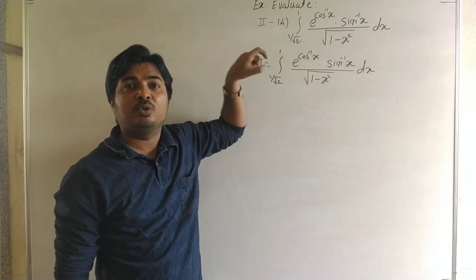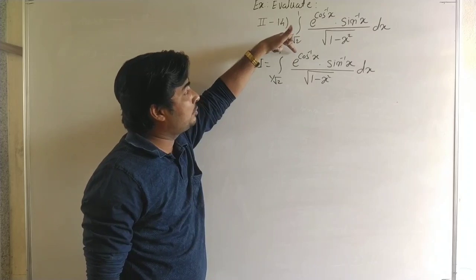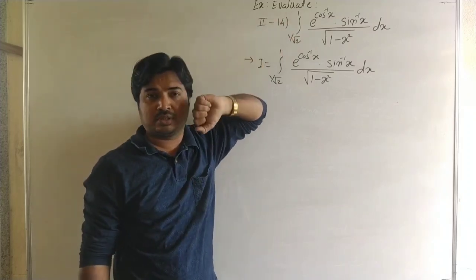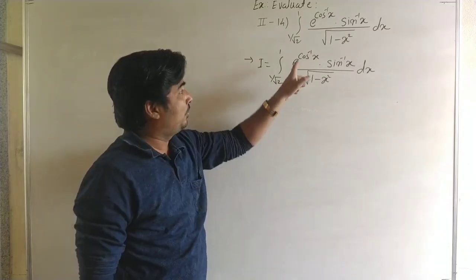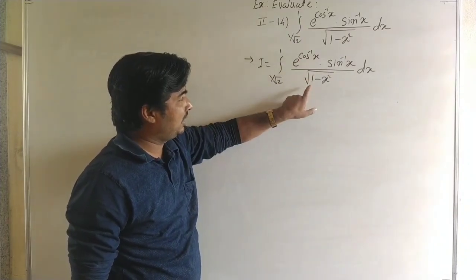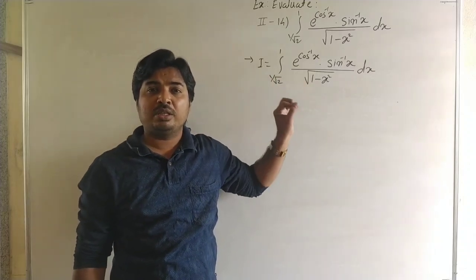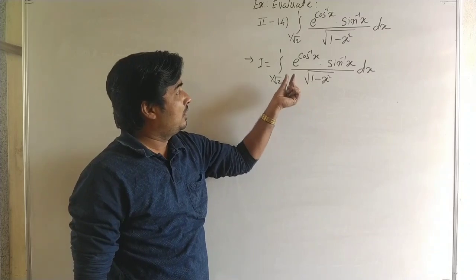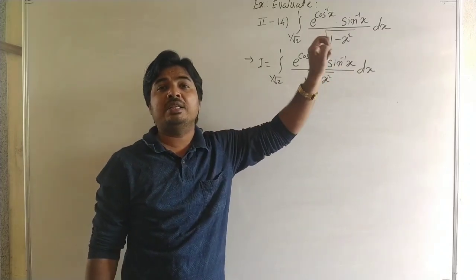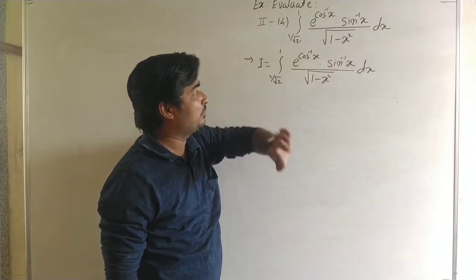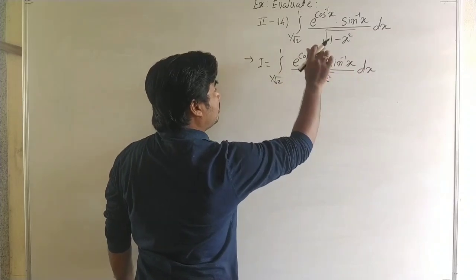Here we put cos inverse x is equal to t, because cos inverse is in the composite form e to the power cos inverse x. When we put cos inverse x is equal to t, then the derivative of cos inverse is minus 1 upon under root 1 minus x square. Therefore dx upon under root 1 minus x square is equal to minus dt. But here it is a sine inverse. First, sine inverse we can write in terms of the cos inverse.